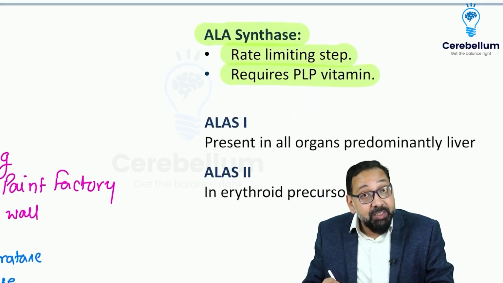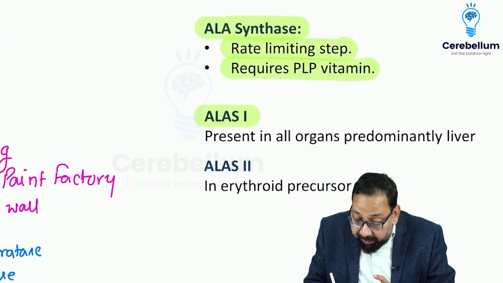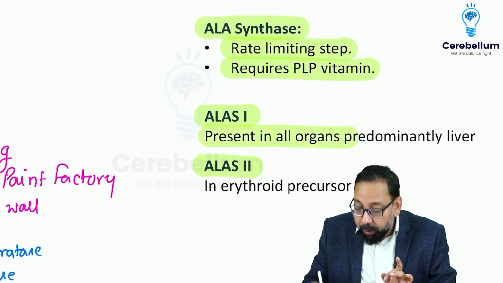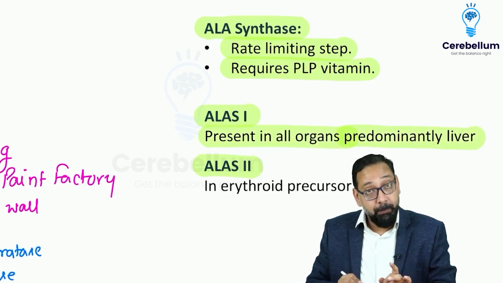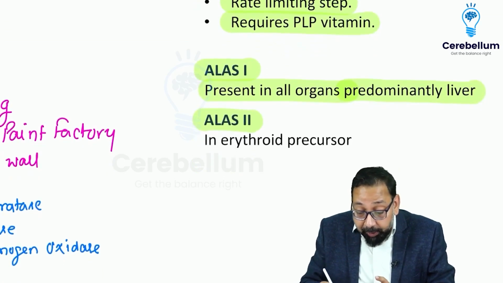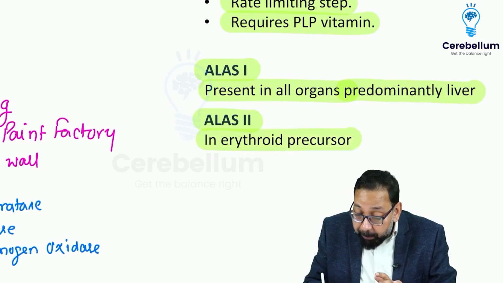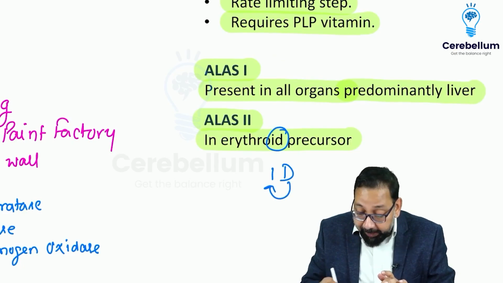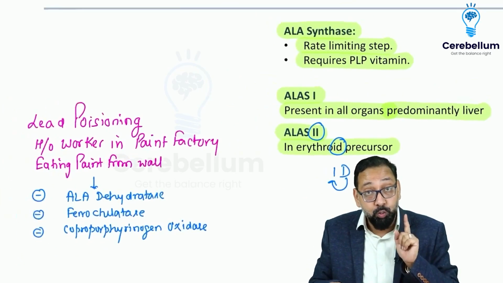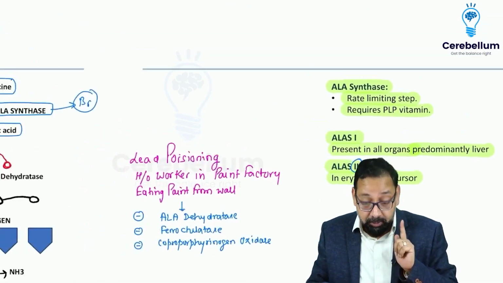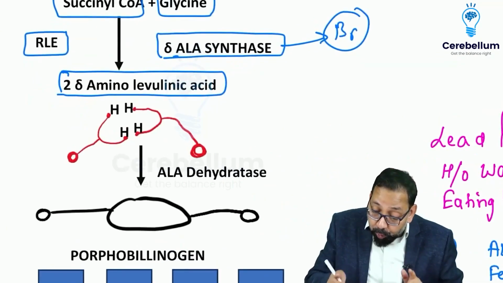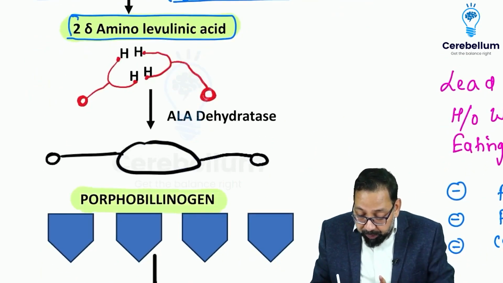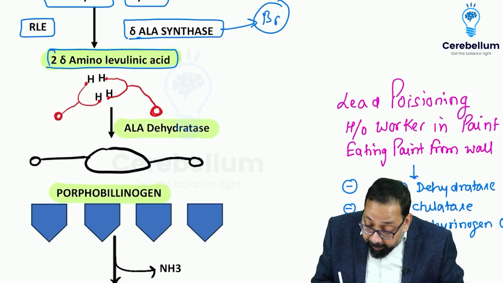This aminolevulinic acid synthase has two isoenzyme forms, 1 and 2. ALA synthase 1 is present in most organs, predominantly in the liver, while ALA synthase 2 is present in erythroid precursors. Question has been asked: two molecules of delta aminolevulinic acid join to form porphobilinogen by the enzyme ALA dehydratase.